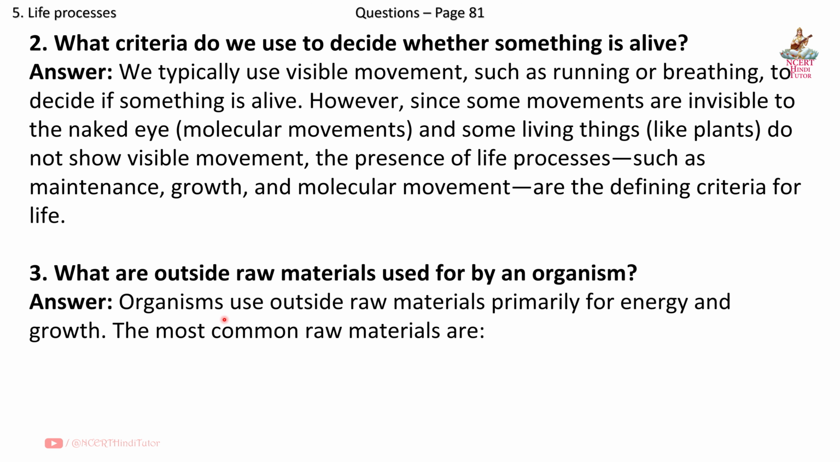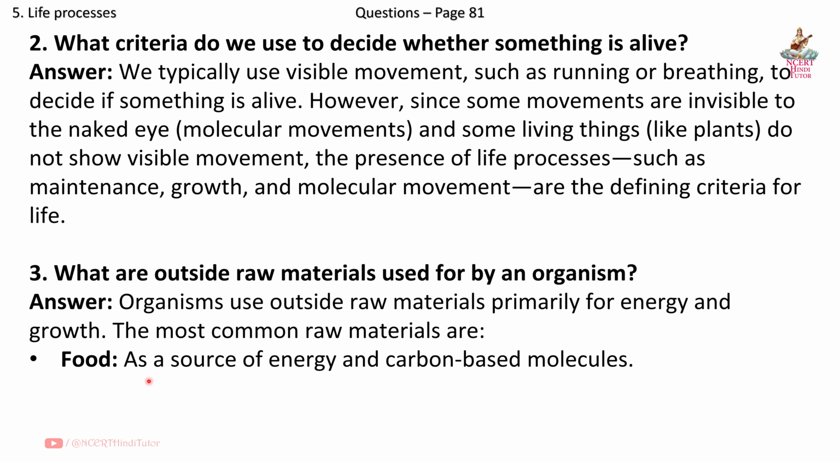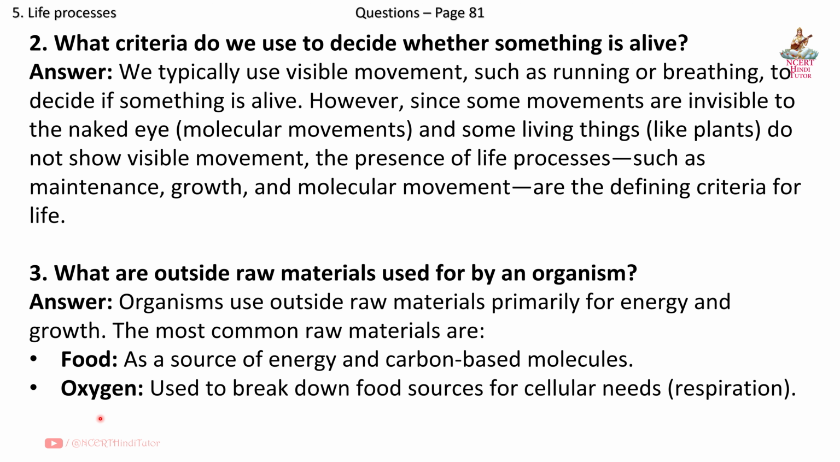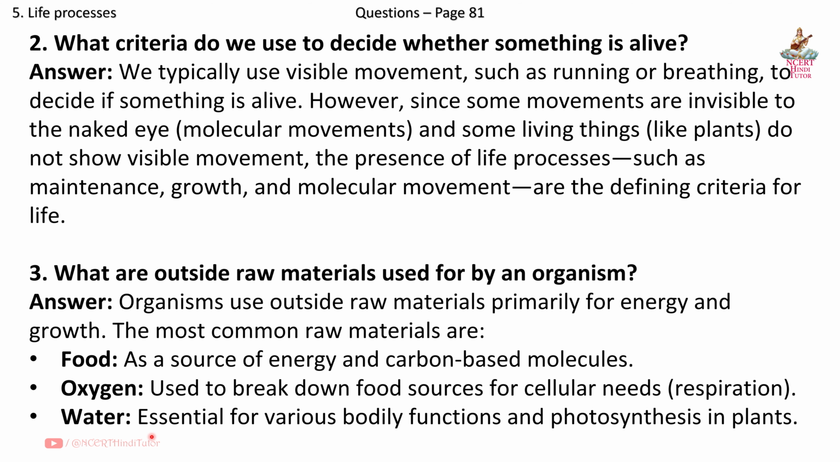Question 3. What are outside raw materials used for by an organism? Answer. Organisms use outside raw materials primarily for energy and growth. The most common raw materials are food as a source of energy and carbon-based molecules, oxygen used to break down food sources for cellular needs, respiration, water essential for various bodily functions and photosynthesis in plants.